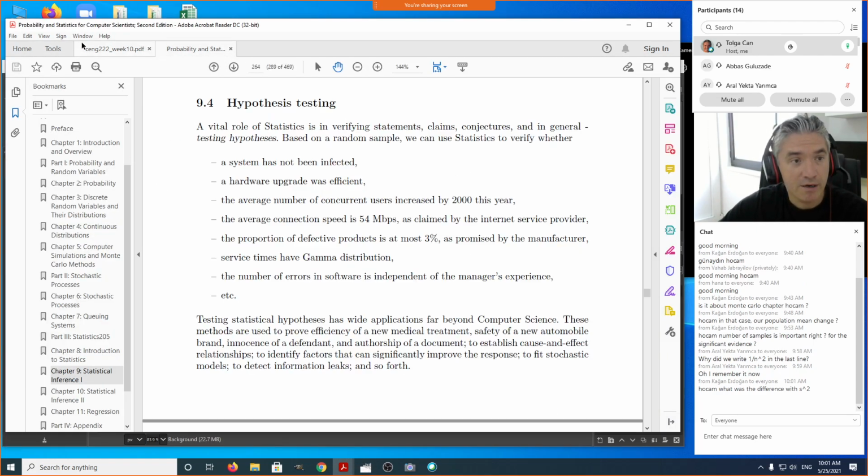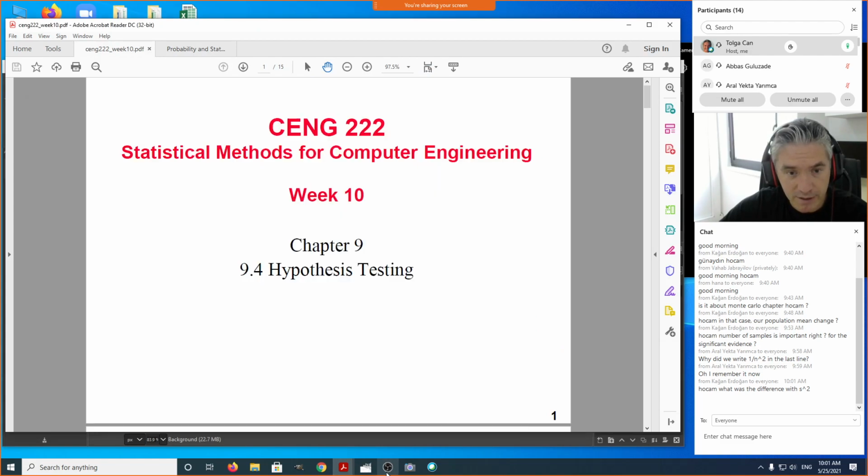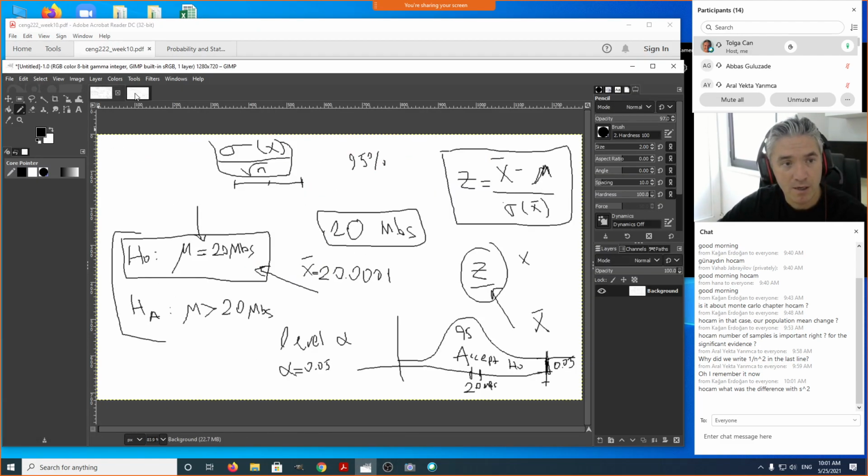The S squared, all good question. S squared is the case where we don't know the population standard deviation. In this case, for example, we are just given the mu; the null hypothesis just states that the mean connection speed is 20 megabits per second. But if the question does not give us the standard deviation of the population of connection speeds, then we compute it by estimating it from the sample that we collect.